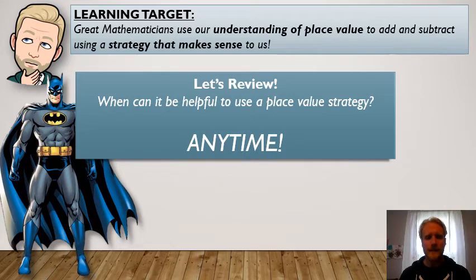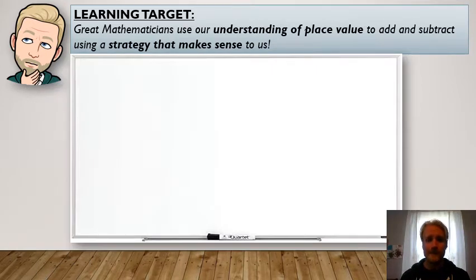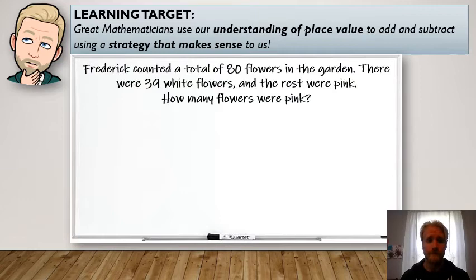So let's do an example together. Today, you will find that much of your work is focused on completing math stories, so it makes sense that we do a math story together. Our math story says, Frederick counted a total of 80 flowers in the garden. There were 39 white flowers and the rest were pink. How many flowers are pink? Okay, so we just start adding and subtracting? No, of course not. We always have to make sure that we represent the problem first. That'll help us understand whether we have to add or subtract. So let's go ahead and represent.